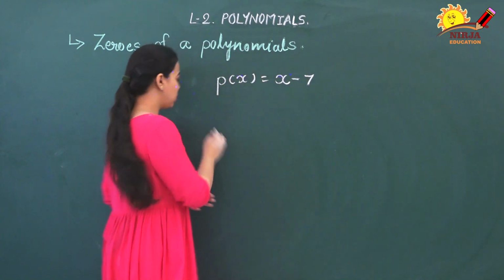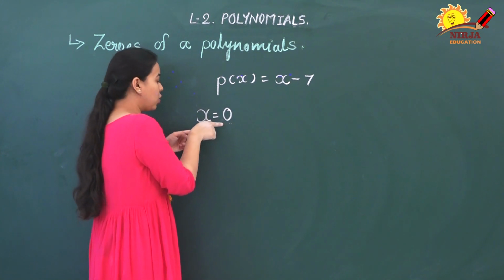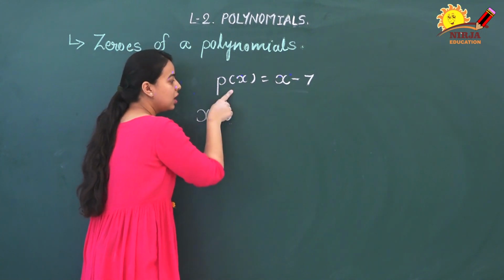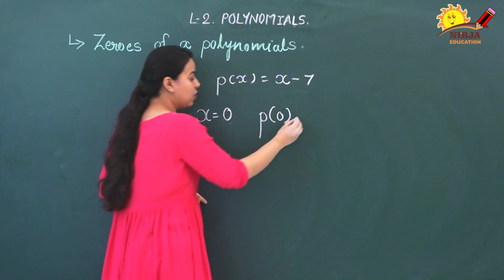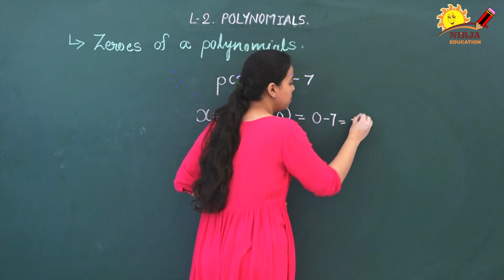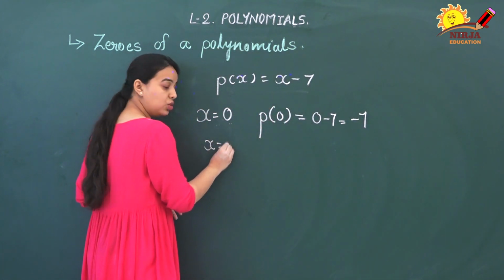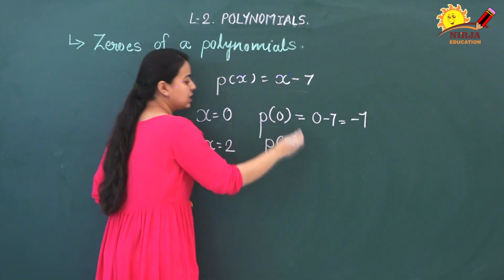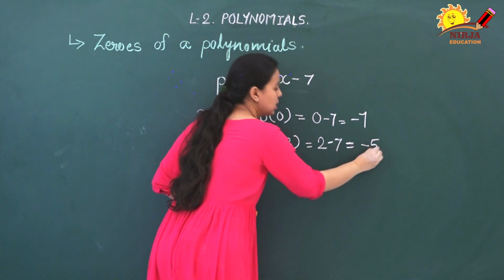Let us do so. First, I am taking the value of x as 0. That means, we are going to put the value of x as 0 in this polynomial. Instead of x, we need to write 0. So, p of 0 is equal to 0 minus 7, and 0 minus 7 is equal to minus 7. Another value I am going to take is x is equal to 2. Again let's put 2 as value of x in this polynomial. 2 minus 7 is equal to minus 5.